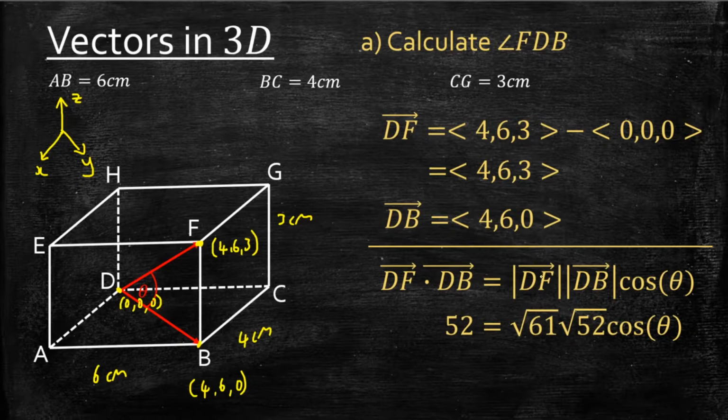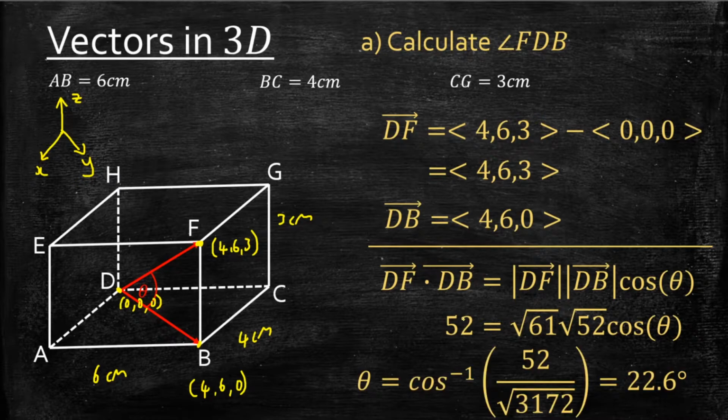The length of DF is going to be the square root of 16 plus 36 plus 9, which gives us the square root of 61. And the length of DB is going to be the square root of 16 plus 36, which is the square root of 52. To get cos of theta, to get rid of the square root of 61 and square root of 52, we just divide that on the other side. And then we take the cos inverse of that, which gives us an angle of 22.6 degrees. The angle FDB is going to be 22.6 degrees.